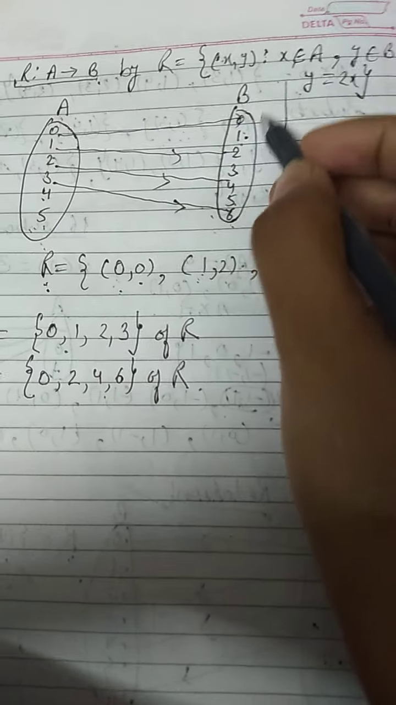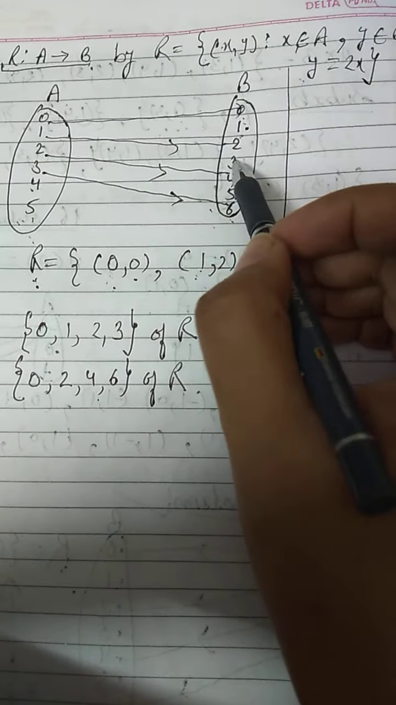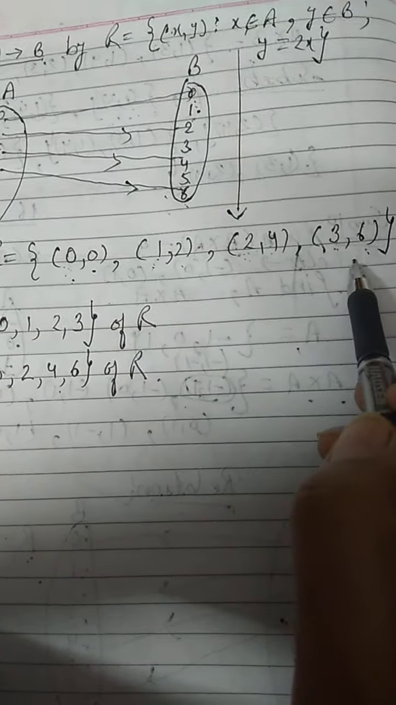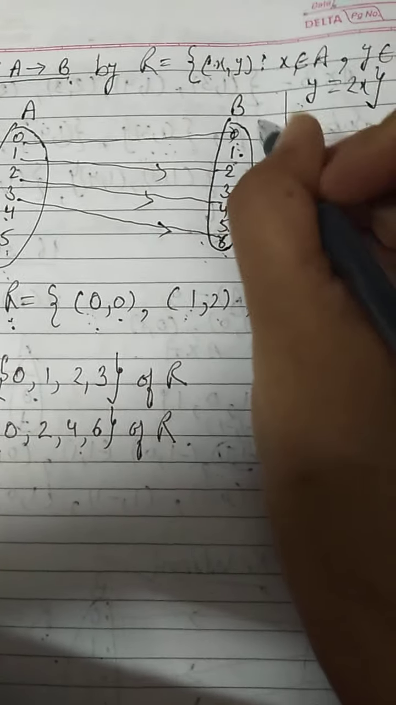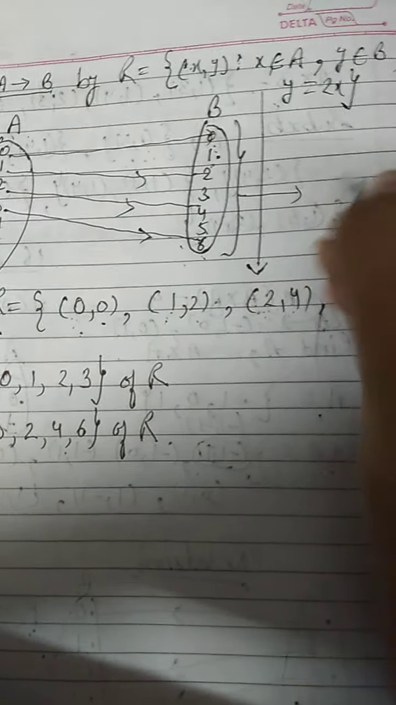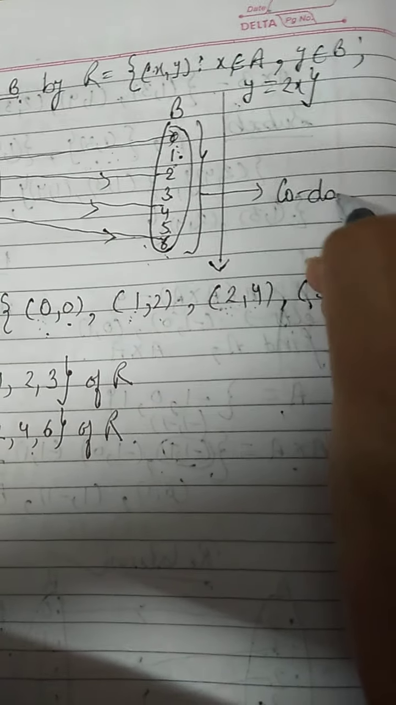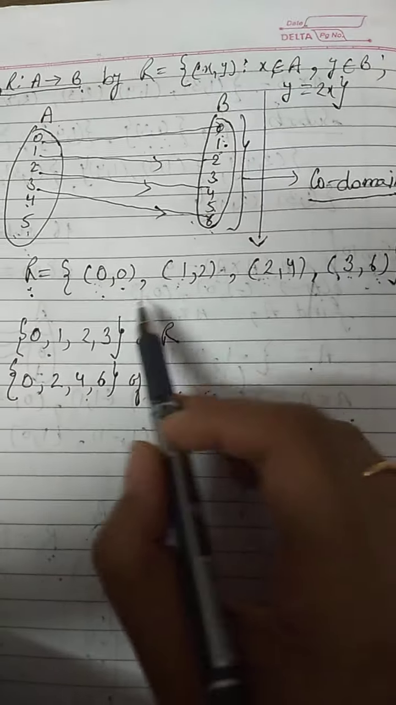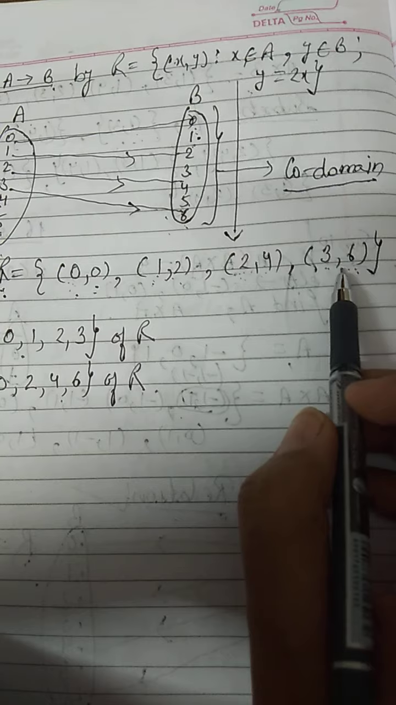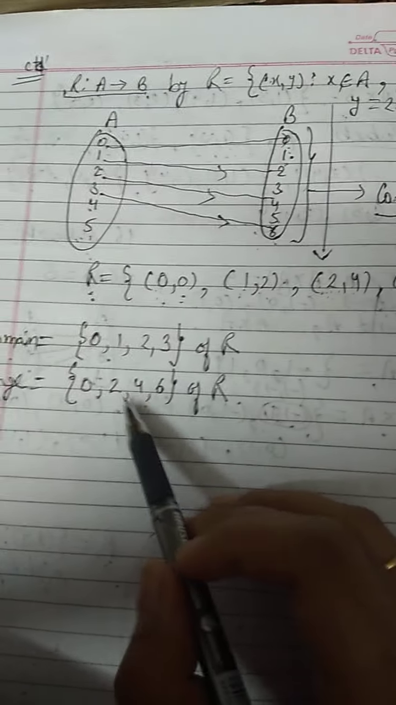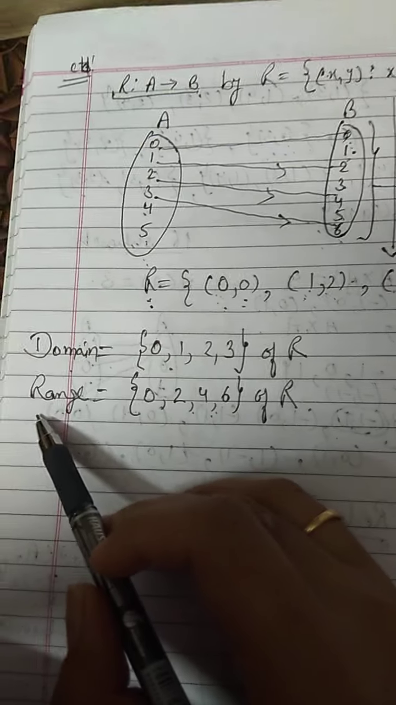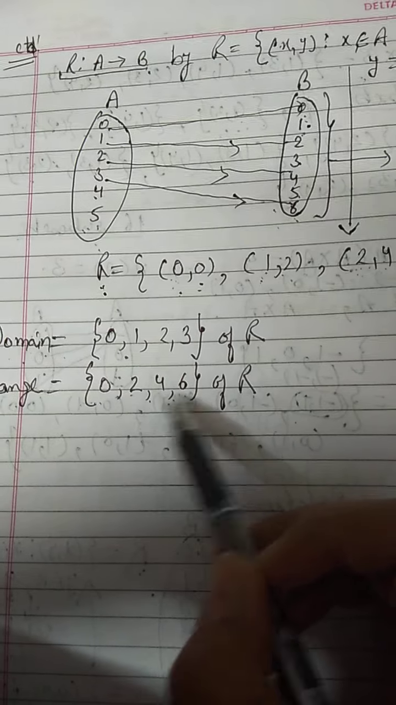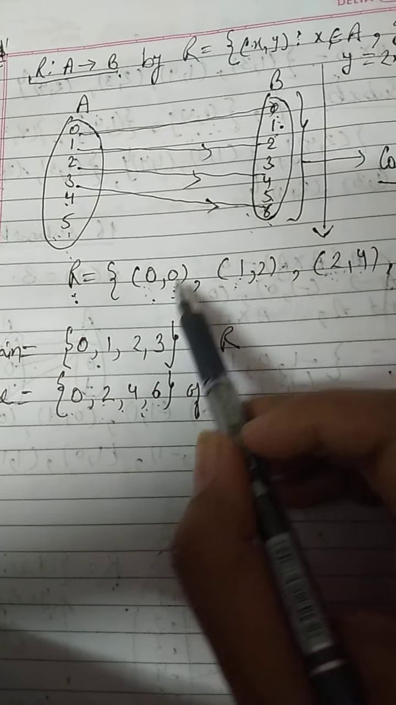Okay, now here one more term we have. When I look at this set B, the whole set B will be called codomain. The collection of first elements is called domain, and the whole set B is called codomain of the relation. But if I take the collection of only those elements which are connected, this collection is called range of the relation. Okay, and these second elements are also known as the image of the first element.